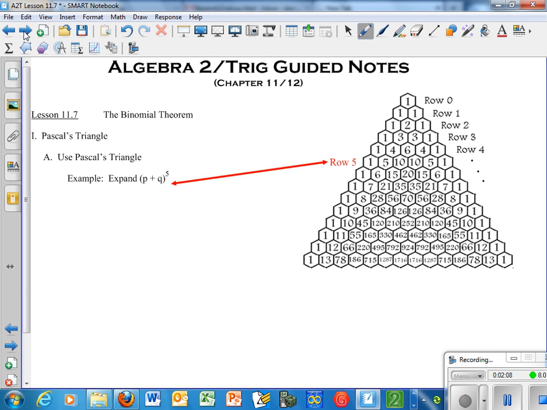So we're going to use Pascal's triangle to expand this binomial right here, (P + Q) to the 5th power. The exponent tells which row to go to from Pascal's triangle. So, if you look here, this has an exponent of 5. It means I go to row 5 in Pascal's triangle.